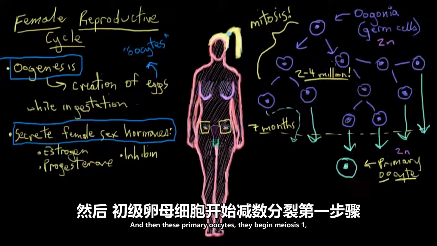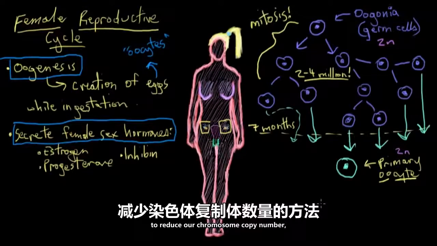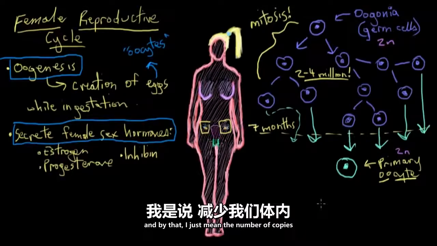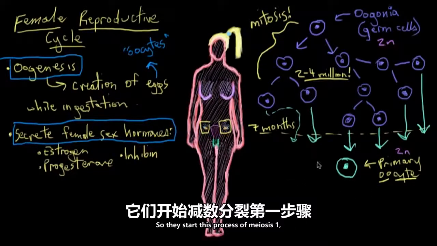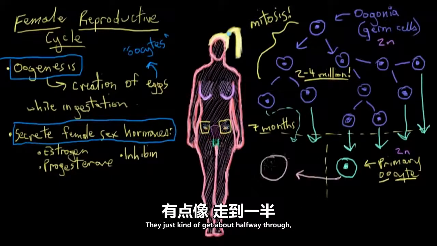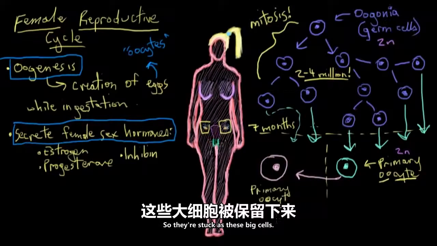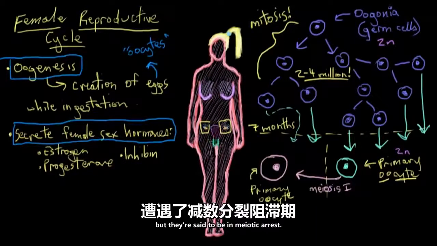And then these primary oocytes, they begin meiosis 1, and meiosis is what our germ cells use to reduce our chromosome copy number. And by that, I just mean the number of copies of DNA that we have. So they start this process of meiosis 1, but they don't actually finish it. They just get about halfway through and then they stop. So they're stuck as these big cells. So they're still primary oocytes, but they're said to be in meiotic arrest.